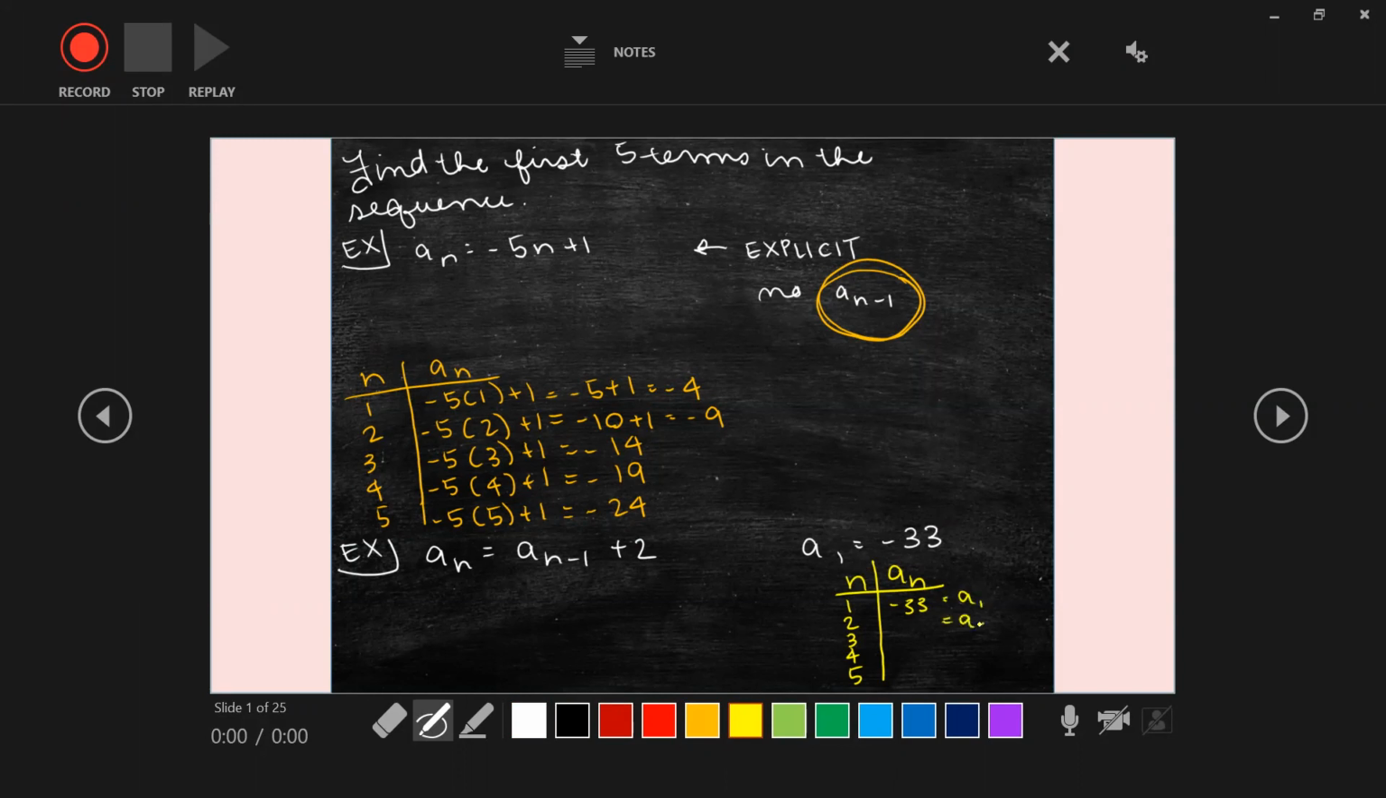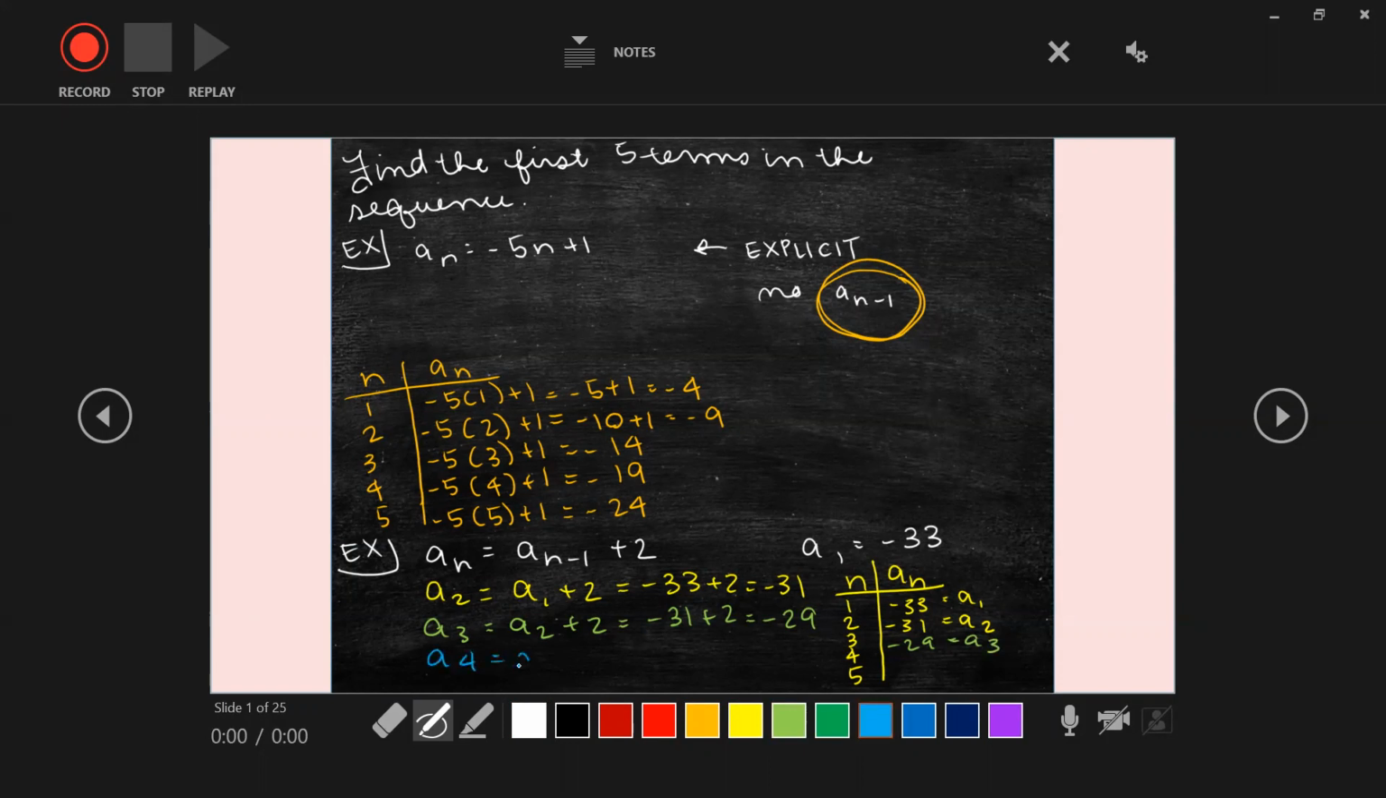My next term is going to be a sub 2, so a sub 2 is going to be equal to the preceding consecutive term, so a sub 1 plus 2. That'll be negative 33 plus 2, or negative 31, and then I plug that in here. The next one, a sub 3, is going to use the preceding term a sub 2 plus 2, where my a sub 2 is equal to negative 31. I'm still adding that 2, and so I have negative 29. So negative 29 is equal to a sub 3.